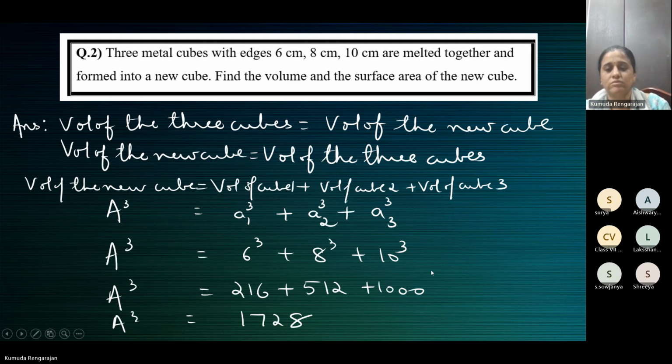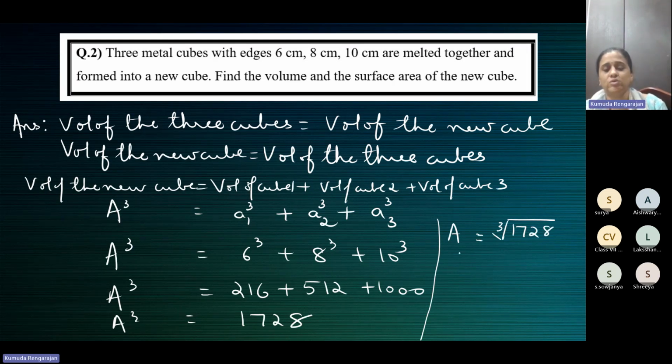So A is equal to the cube root of 1728. You need to find this. That will be the edge of the new cube. Now find the volume. You know the edge. How do you find the volume of the new cube? A cubed. And how do you find the surface area? 6A squared. Use a capital letter A. That's all. All right, please finish the answer.